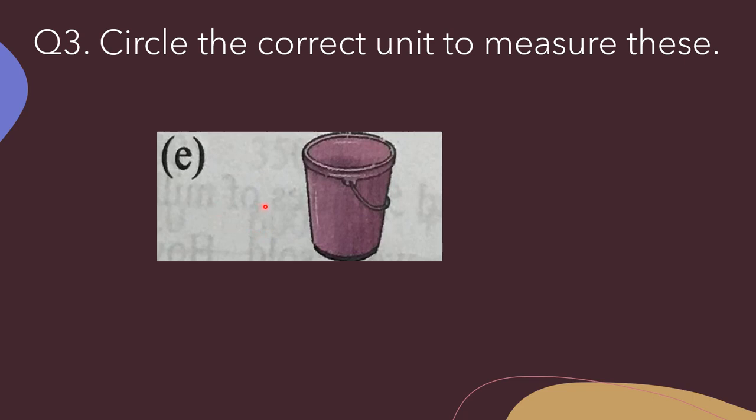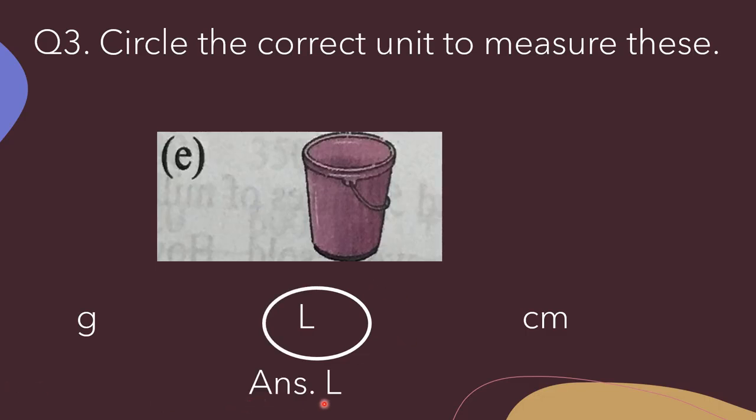Now in E part, here is a bucket, okay, and now we have to find out the capacity of this bucket, okay, and we have three options: gram, liters or centimeters. So to find out the capacity of this bucket, we will use liters, okay, so we will circle this. Now we will write its answer L for liters.